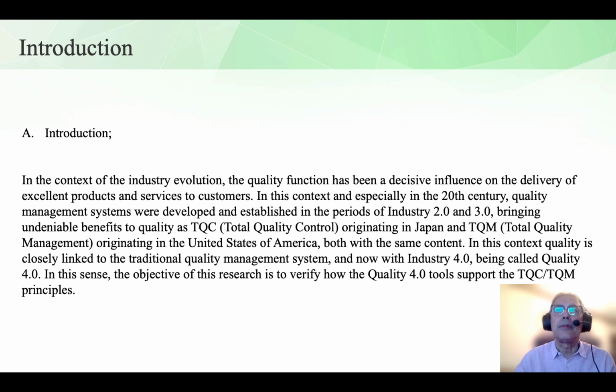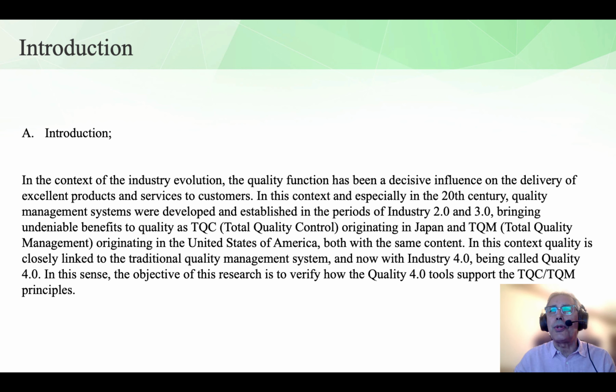First is the introduction. The quality function has been a decisive influence on the delivery of excellent products and services to the customers. In the 20th century, quality management systems were developed and established in the periods of Industry 2.0 and 3.0, bringing undeniable benefits to quality, such as TQC, Total Quality Control, originating in Japan, and Total Quality Management, originating in the United States of America, both with the same content.